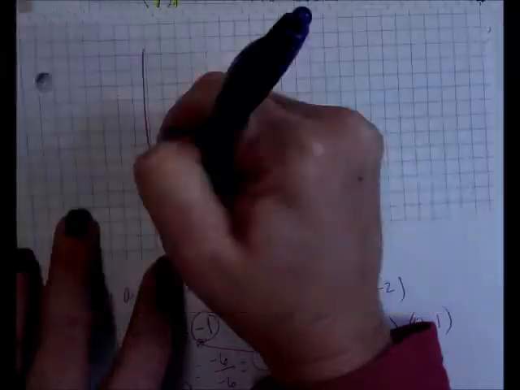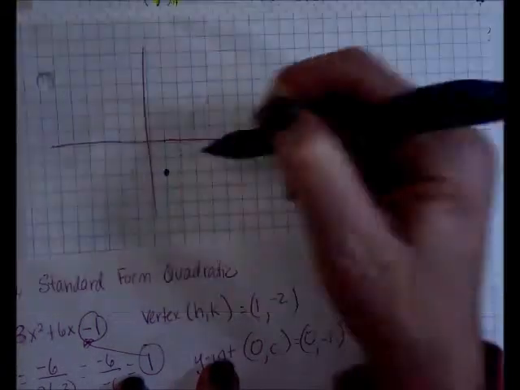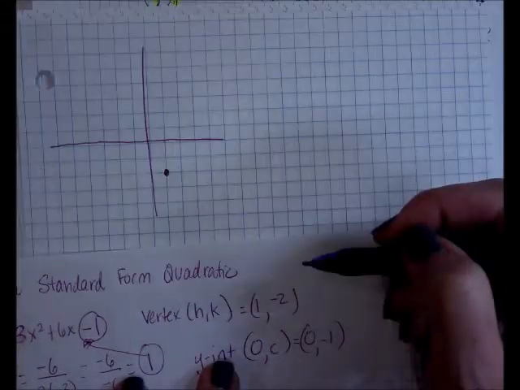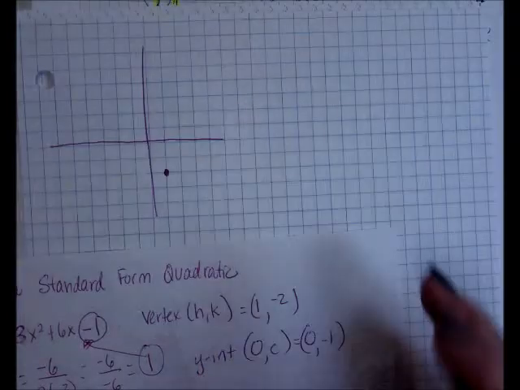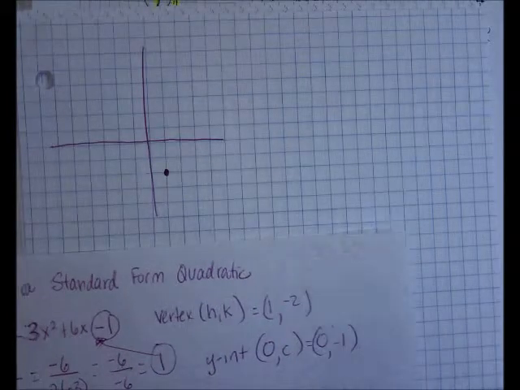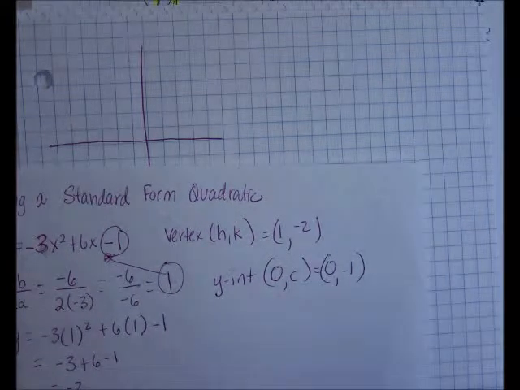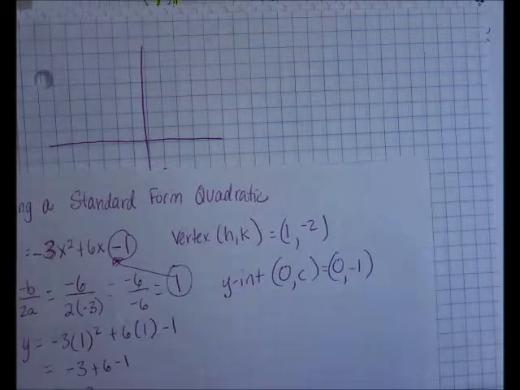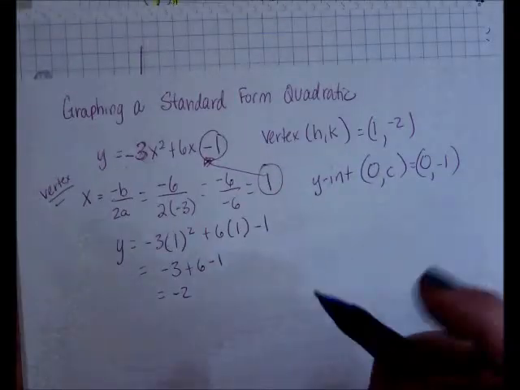So let's start looking at our graph, and I'm just going to make a grid on some graph paper. My vertex, we said, was (1, negative 2). So that would be my vertex. And then my y-intercept is (0, negative 1). In this case, I have to think, well, am I doing something that's not right? So let's go back and look at our original problem and make sure that we have done everything correctly.